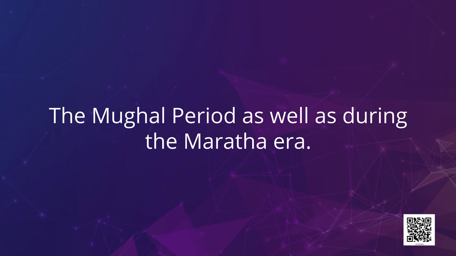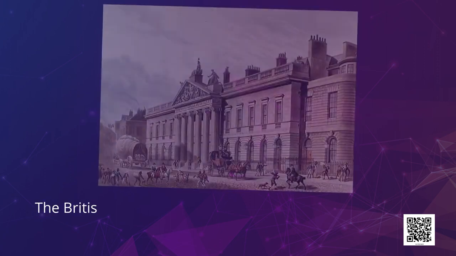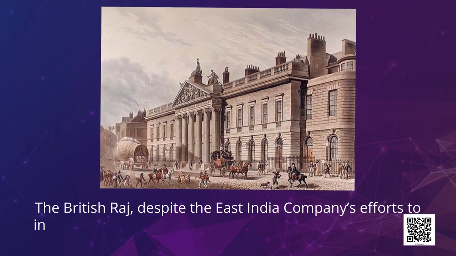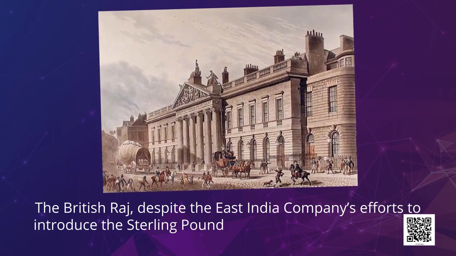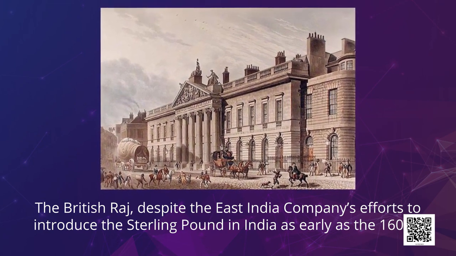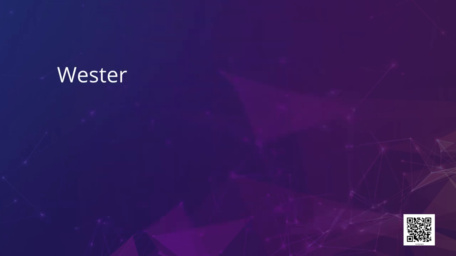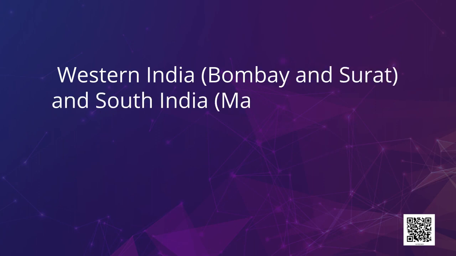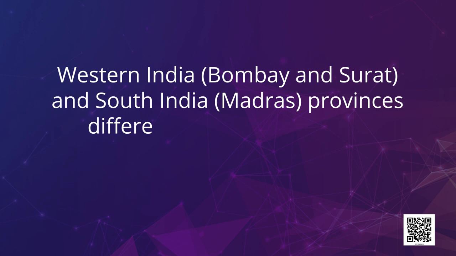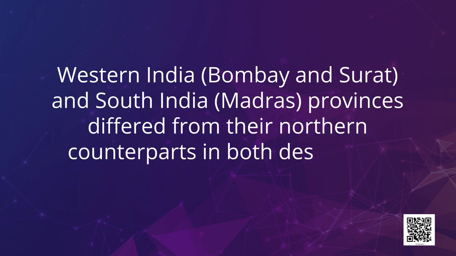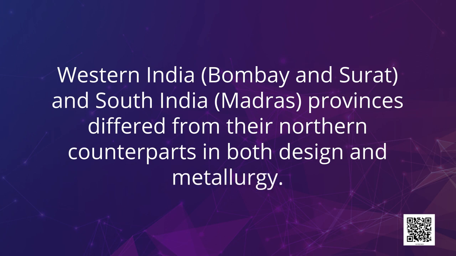The Rupaya remained the dominant standard currency even during the British Raj, despite the East India Company's efforts to introduce the sterling pound in India as early as the 1600s. But the coins issued in Western India, especially in Bombay and Surat, and South India, which was the Madras provinces, differed from their northern counterparts in both design and metallurgy.